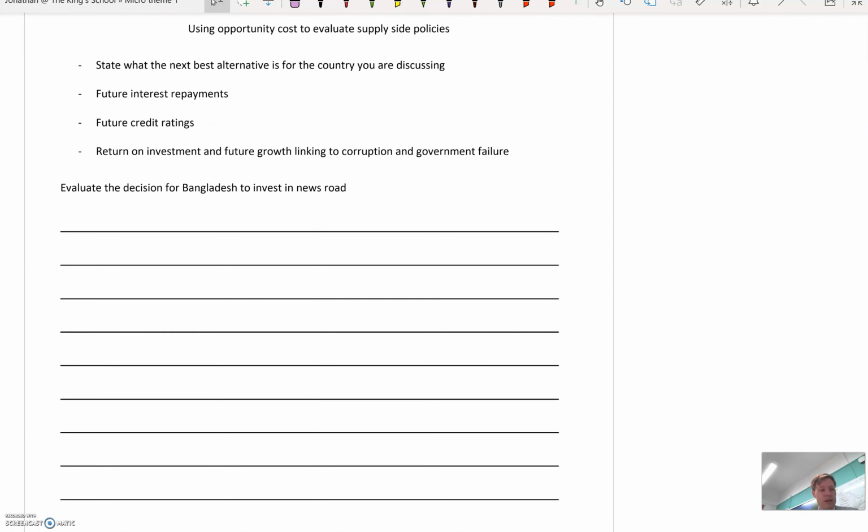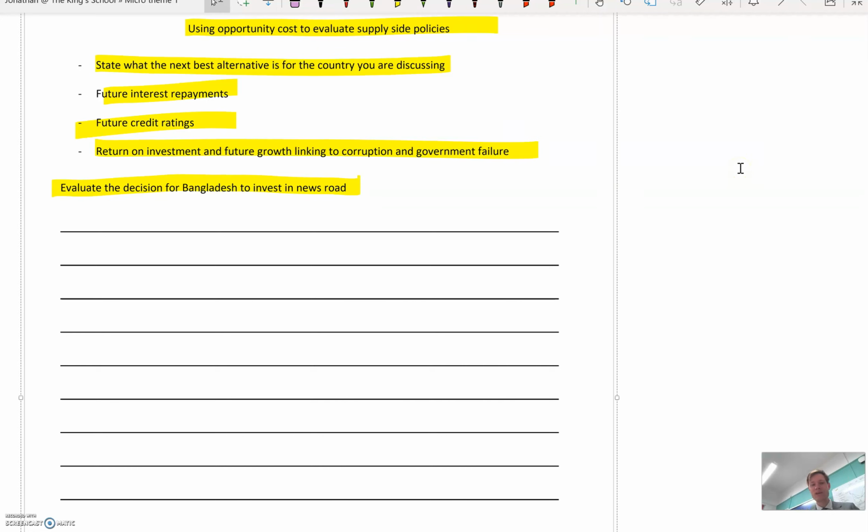Now, the most likely evaluation you would then put after that, so this is an example of how you would evaluate that point, would be the use of opportunity cost. If you're doing any interventionist policy, it's going to be opportunity cost. So you can state these four points. Give those a read, and then think about how you would evaluate that decision.